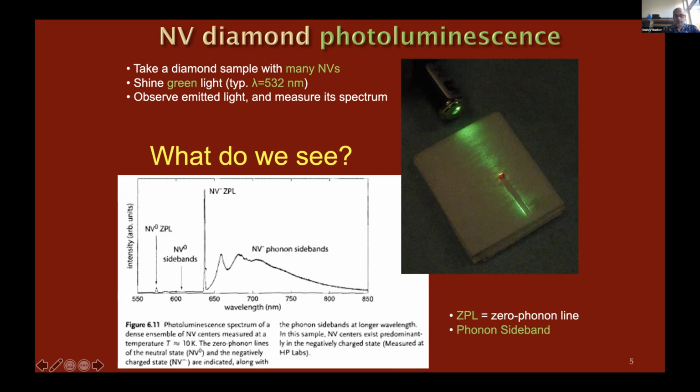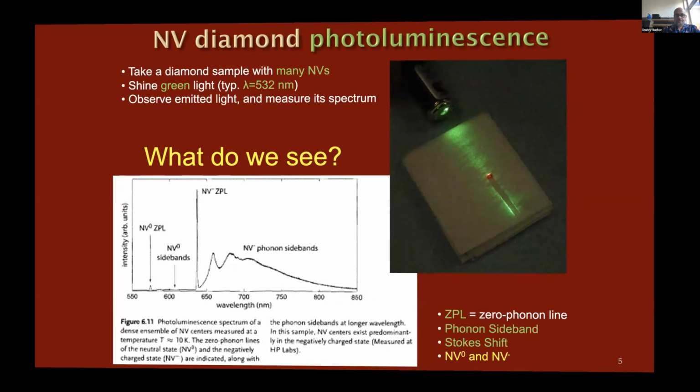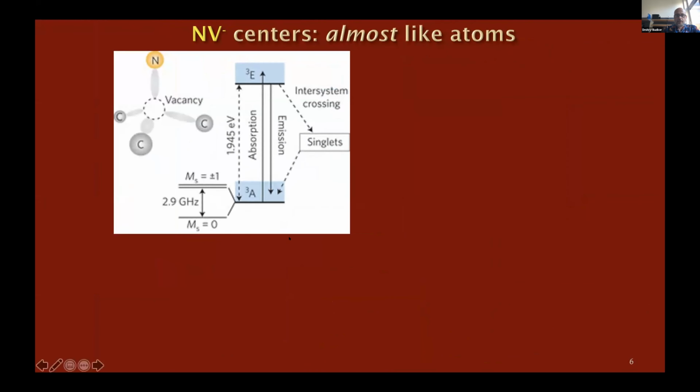If there is vibrational excitation, this gives rise to this so-called phonon sideband. And there is this phenomenon that we are observing here. It's called the Stokes shift, that the absorption is at shorter wavelengths, higher energies than emission. And you can see this here.